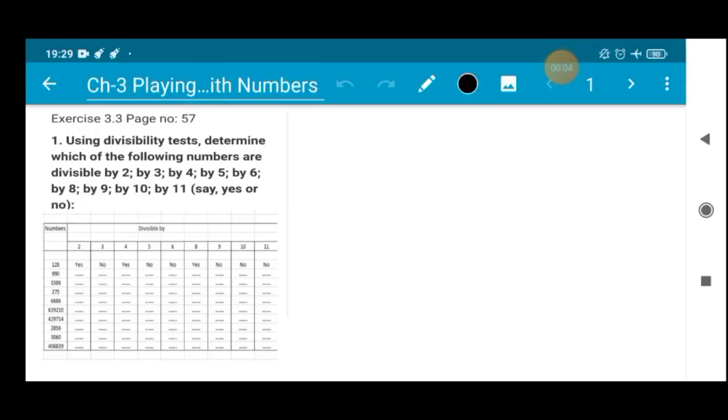So in today's class we are going to start a new exercise, that is exercise 3.3, which is on page number 57 of your maths NCERT book. Question number 1 states: using divisibility test, determine which of the following numbers are divisible by 2, 3, 4, 5, 6, 8, 9, 10, 11. Say yes or no. If it is divisible you have to write yes, if it is not divisible you have to write no, like how they have written in the first case.